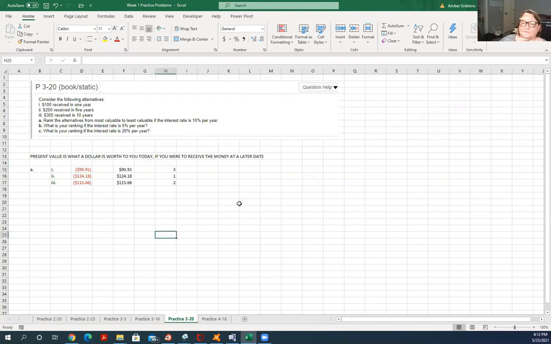The next one gives you three scenarios. And this is problem 3-20 in the book. This is a great little problem to do these what-ifs. I love this one because it's like, how long should you wait until you get some money? All right. So here is the scenario.